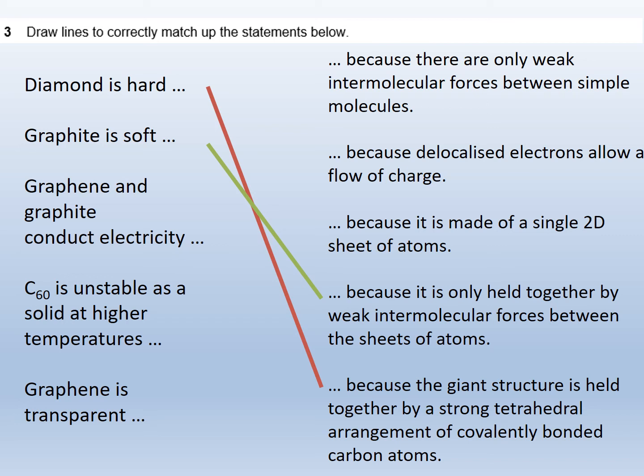Now graphene we haven't come across yet this lesson. That is one layer of graphite, so it doesn't have the intermolecular force, just one very thin sheet. So graphene and graphite conduct electricity because they have delocalized electrons. C60 is unstable at high temperatures because there are only weak intermolecular forces between the simple molecules. And graphene is transparent because it's only made of one sheet of atoms.